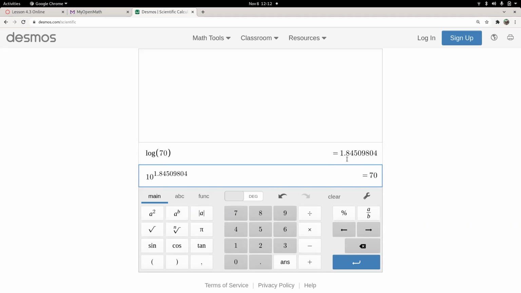Now, actually, this number right here on the screen keeps going on and on and on, but that's okay. We only need a few decimal places of it. In this case, notice I had to add quite a few to get to 70. And when I had fewer decimal places, I was just close to 70. But it's the logarithm that allows me to find that power.